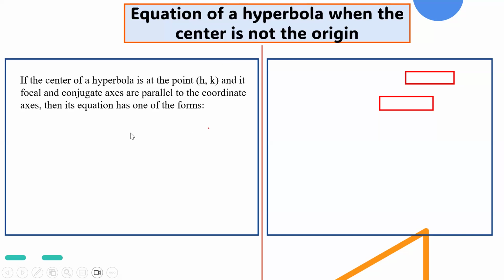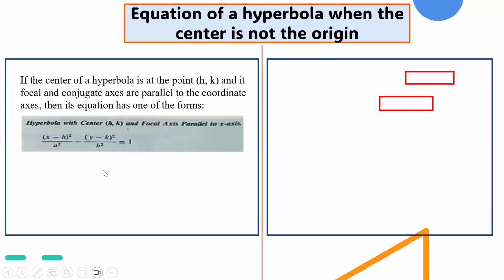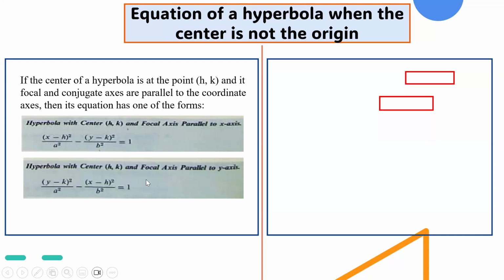I'll be presenting the equation of a hyperbola when the center is not at the origin. If the center of the hyperbola is at the point (h, k) and its focal and conjugate axes are parallel to the coordinate axes, then the equation has one of the forms. When the axis is parallel to the x-axis, you're going to use this equation. And when the axis is parallel to the y-axis, you're going to use this equation.